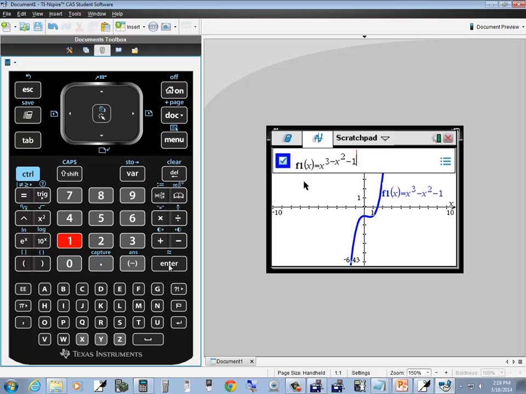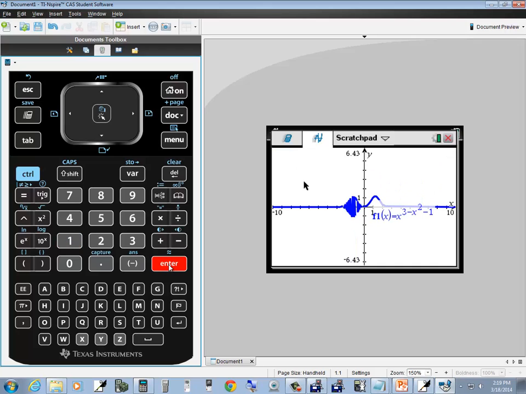And press enter. Now notice, kind of weird looking graph it gave us. Not even sure how to interpret that. It's interesting that TI-Nspire gave something a little bit different, but I had slightly different numbers there, but I wouldn't have thought it'd make that much of a difference. But again, it just gives you a wrong graph.